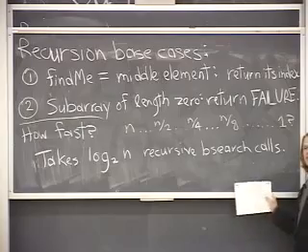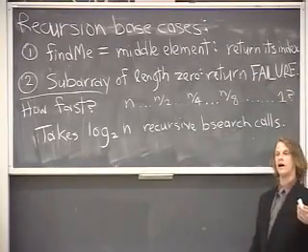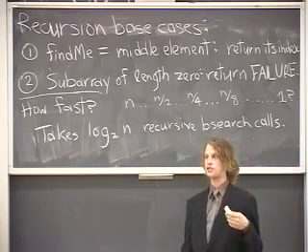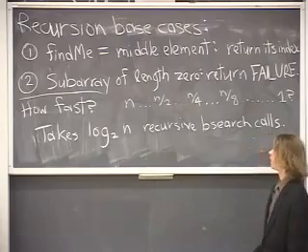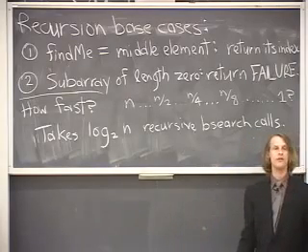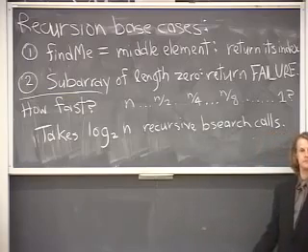And so this runs pretty fast. Instead of taking time proportional to the number of items, it takes time proportional to the logarithm of the number of items. So if you've got 1 billion items, well, the log base 2 of that is about 30. 30 checks is a lot less than a billion checks.